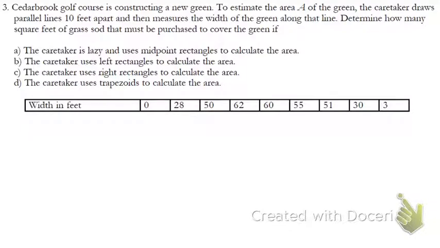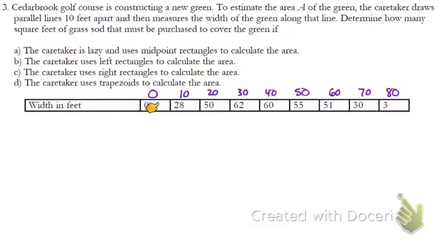So it says the caretaker draws parallel lines 10 feet apart. I know that they only gave us the y values of what the width is, but let's go ahead and label in the x values as well. If they're 10 feet apart, then the first one would be at 0 feet, then 10 feet, 20 feet, 30 feet, 40 feet, 50 feet, 60 feet, 70 feet, and 80 feet.